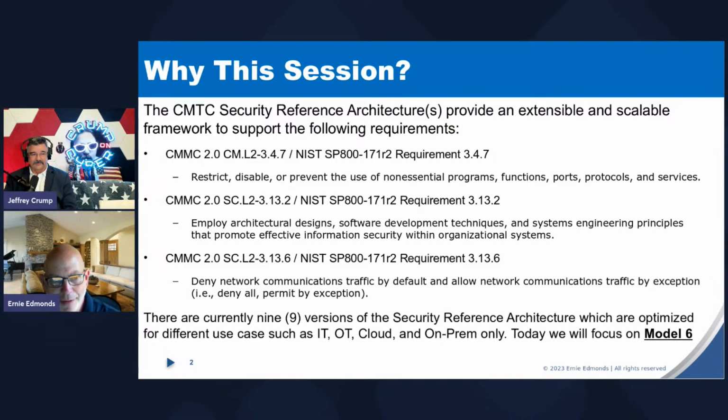Jeffrey, you mentioned a few minutes ago 3.13.2. There are some other intersections. 3.4.7: restrict, disable, or prevent the use of non-essential programs and functions, and that's usually whitelisting of apps, blacklisting of apps, whatever. But the ports and protocols specifically are something that we're going to look at today. And then we talk about 3.13.2, architectural designs. We are going to eventually get to an architecture. And then 3.13.6: deny network comms traffic by default and allow network comms traffic by exception.